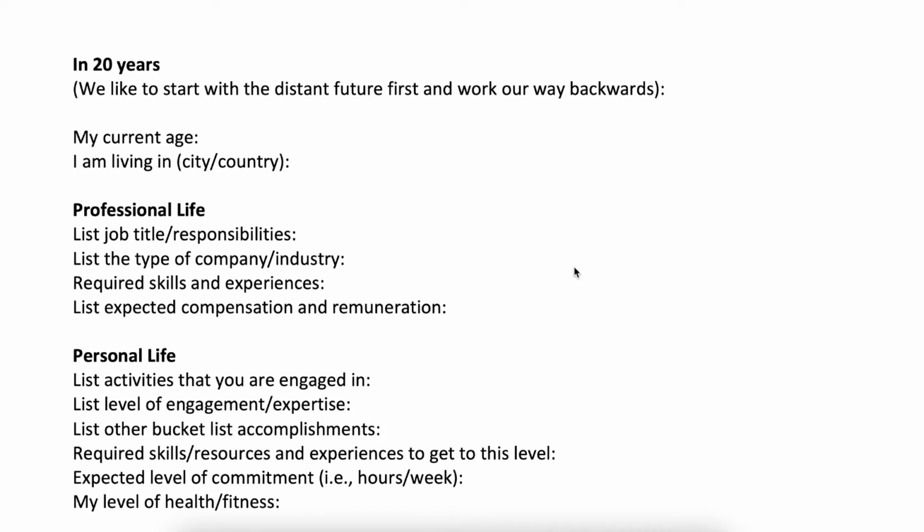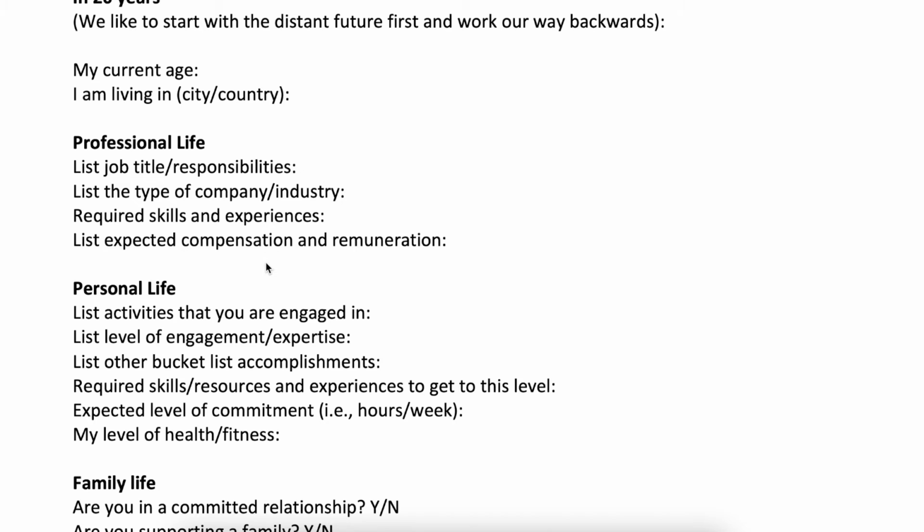So first of all, what we like to do is fill in your age at that point, 20 years into the future, and the part of the world you're living in. I think that's quite critical as well. It sets the frame for all the information. And the first section here is your professional life. So, what do you expect to be working in? What would your job title be? What would some of the key responsibilities be in that particular role?